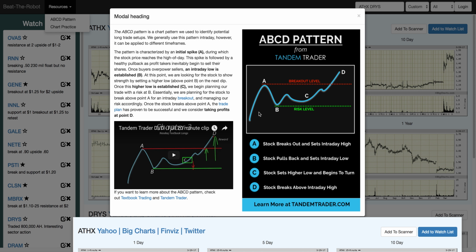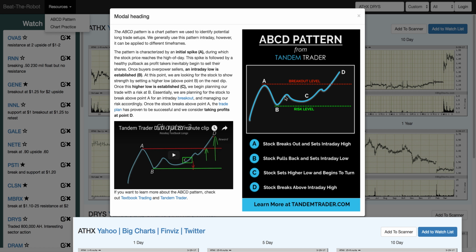So we have the ABCD, the most basic long we can have, right? On the A, the stock breaks out and sets an intraday high. On the B, the stock pulls back and sets an intraday low. On the C, the stock sets a higher low and begins to turn, right? We see this whole little section as a C.